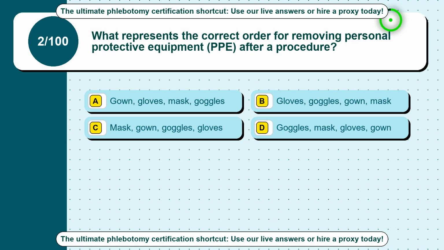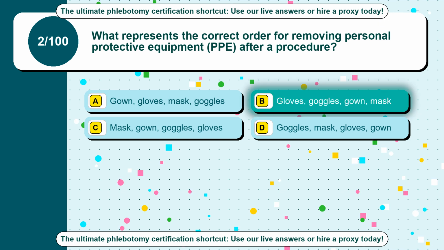Question 2. What represents the correct order for removing personal protective equipment, PPE, after a procedure? Option A. Gown, gloves, mask, goggles. Option B. Gloves, goggles, gown, mask. Option C. Mask, gown, goggles, gloves. Option D. Goggles, mask, gloves, gown. The correct answer is option B.